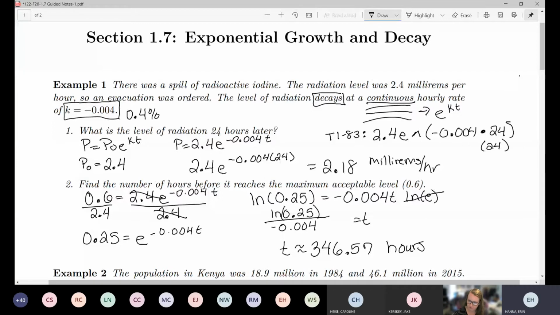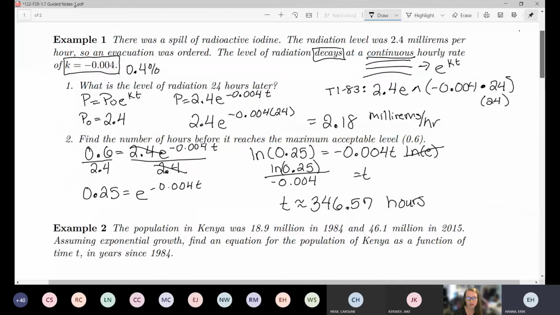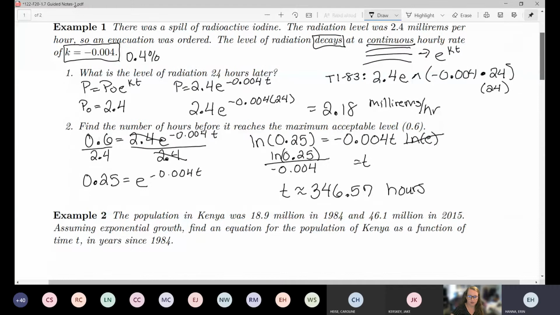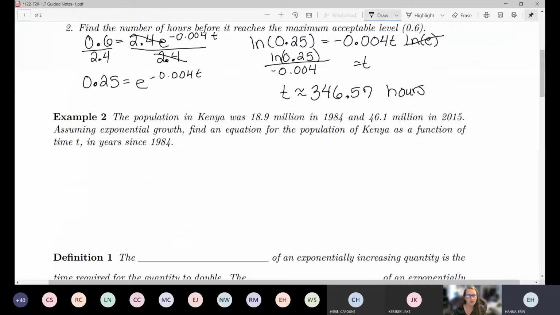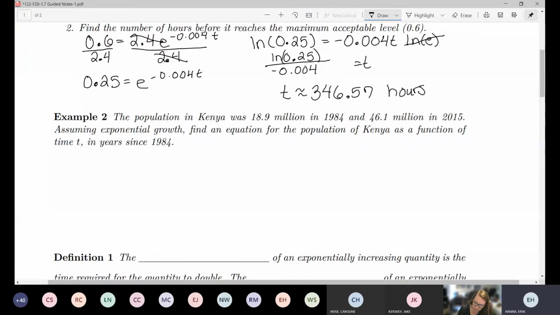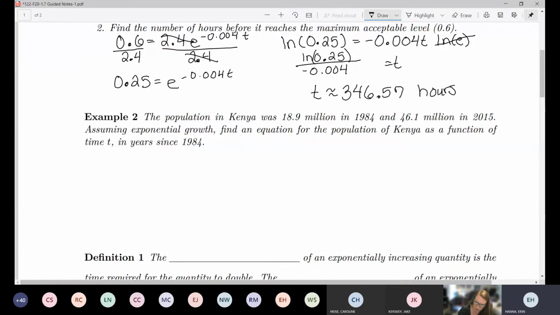Otherwise, hope we're good. So, this next one, I don't see any more questions. I'll try to leave that last bit in there just in case. The population in Kenya was 18.9 million in 1984 and 46.1 million in 2015. Assuming exponential growth, find an equation for the population of Kenya as a function of time t in years since 1984.